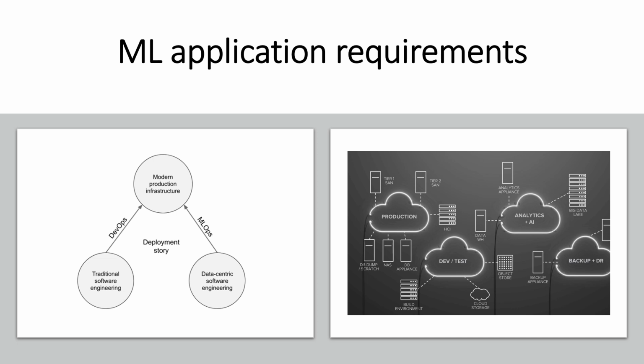So here we need a path that allows the results of these data-centric models and data-centric applications in general to be deployed to modern production infrastructure, similar to how DevOps allows traditional software artifacts to be deployed to production continuously and reliably. The new path is analogous to, but not equal to, the DevOps path.